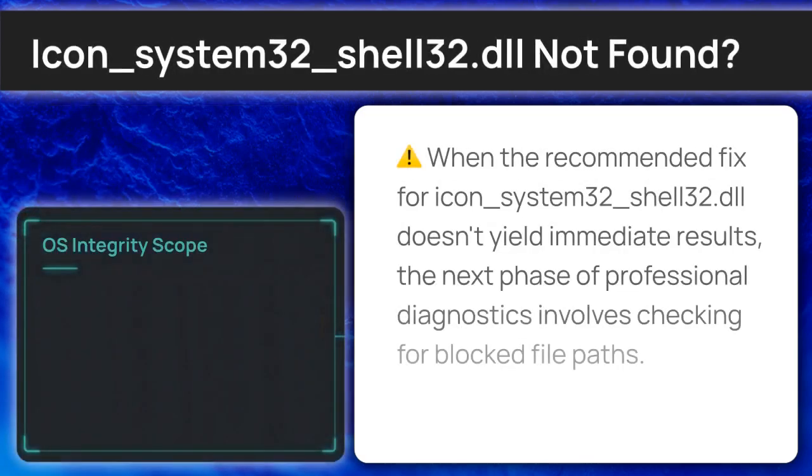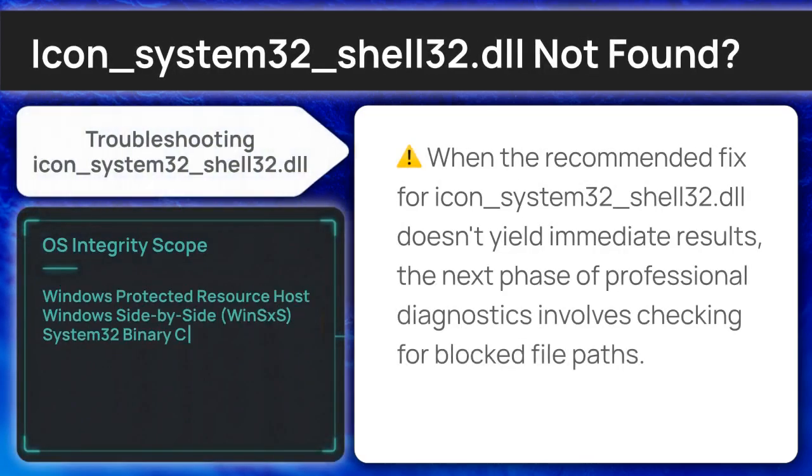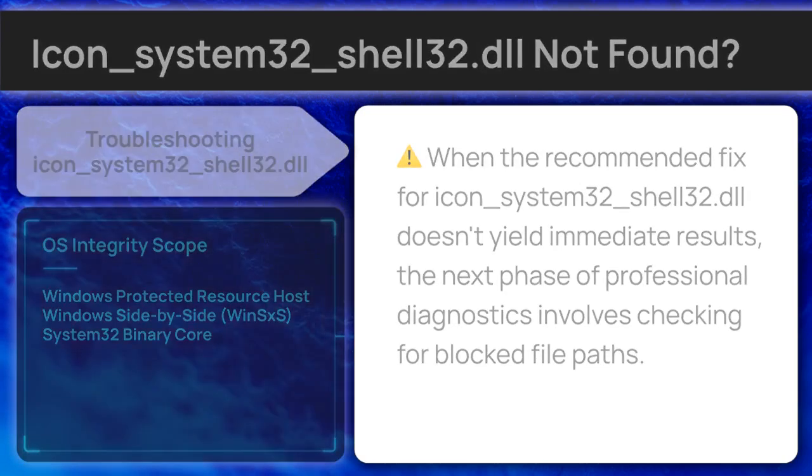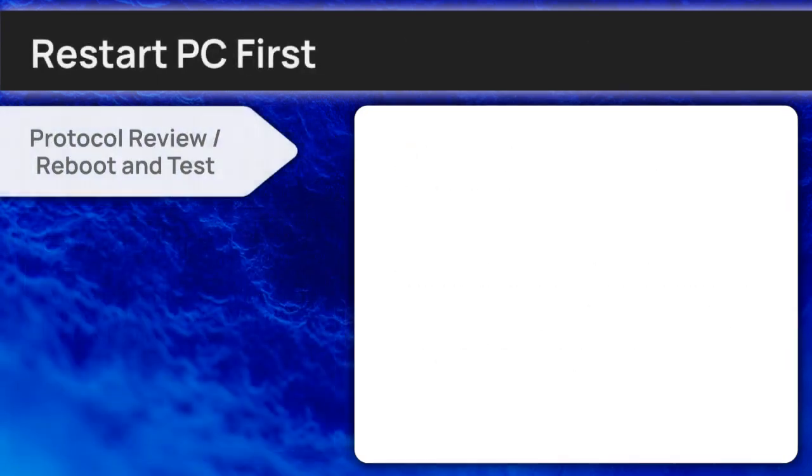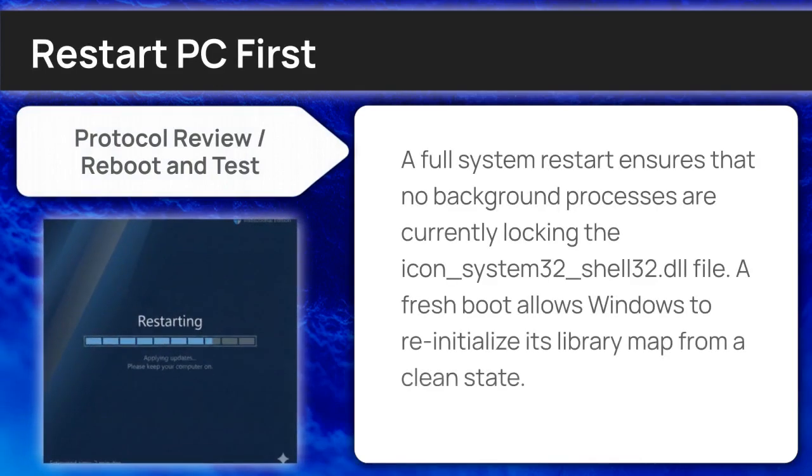If that initial setup didn't clear the pop-up, let's examine the specific initialization sequence assigned to your application's directory. A simple restart can resolve file-in-use errors that mimic a missing Icon System 32 Shell32 message. It's a low-effort step that ensures your operating system starts with a clean execution stack.